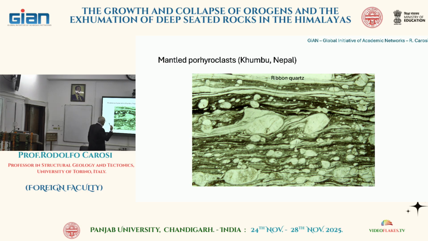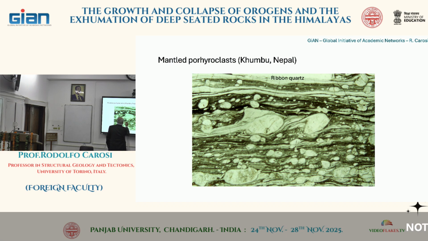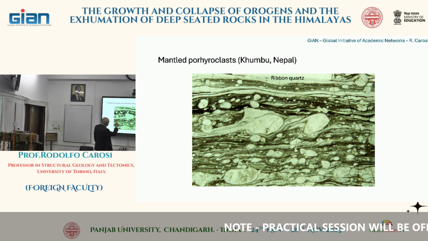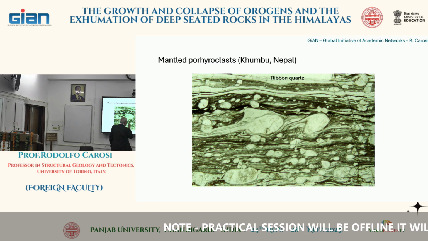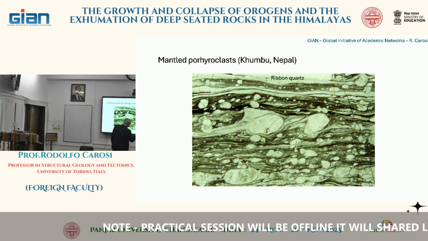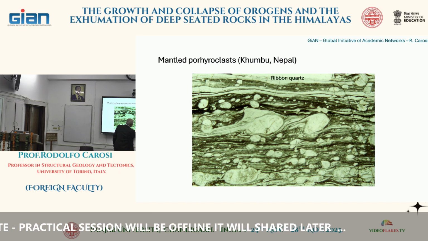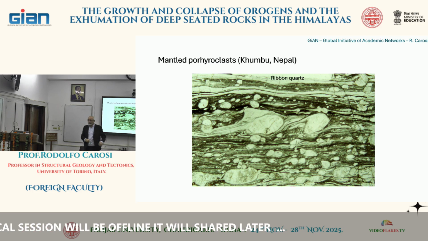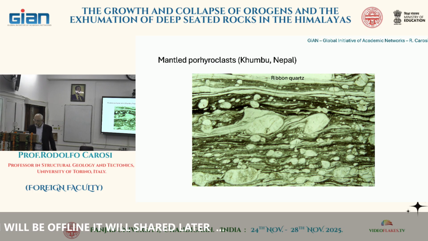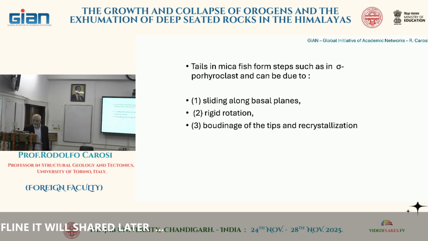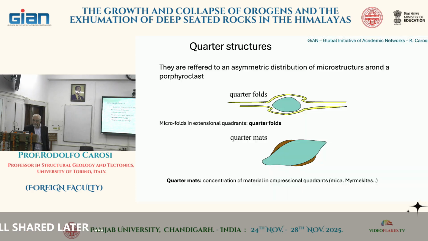So here you can see in the previous picture some folds in the extensional quadrant, here, here, and here. Also, the folds in the extensional quadrant are in agreement with the rotation of the porphyroclast, and also the myrmekites came from some crystal in the same section. So there are several indications in agreement with each other with a sense of shear.